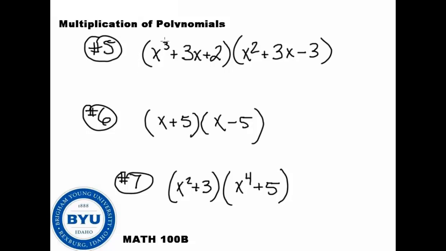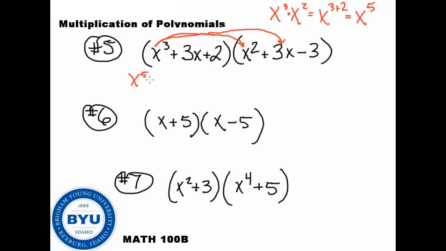Trinomial times a trinomial. You're going to want to take your time on this. We're going to take this one, this one times this one. Ooh, x cubed times x squared. When we are multiplying powers, we add the exponents. 3 plus 2, so it comes out to be x to the 5th. Then this times this, which comes out to be plus 3x to the 4th. Minus this times this, which would be minus 3x cubed.